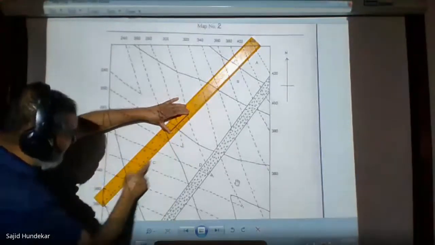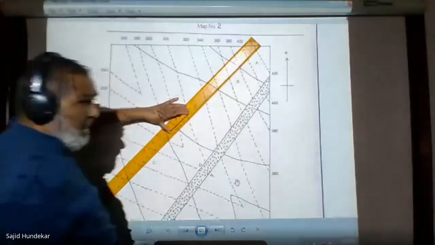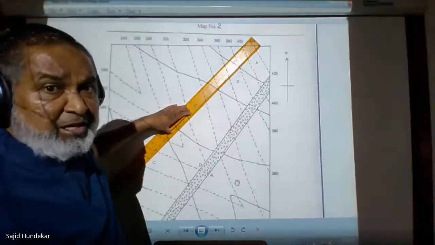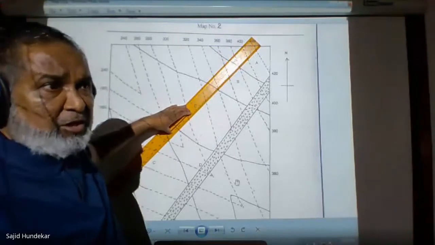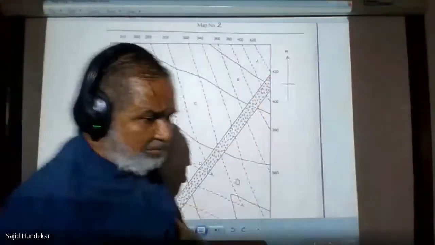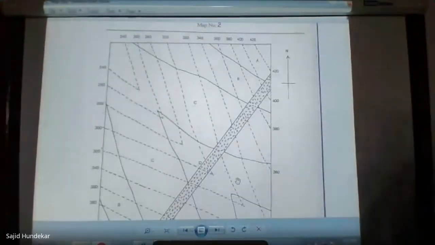And now you have to draw with the free hand a line joining all the sections. Then this line will be called as your strike line. It is called as your strike line. Once you draw the strike line, now using the protractor and set square.